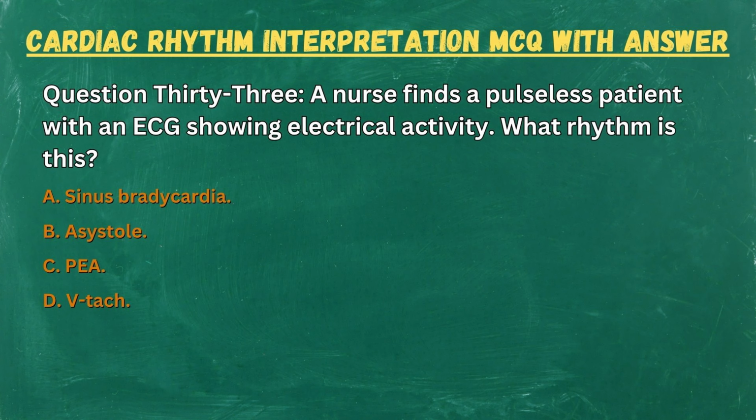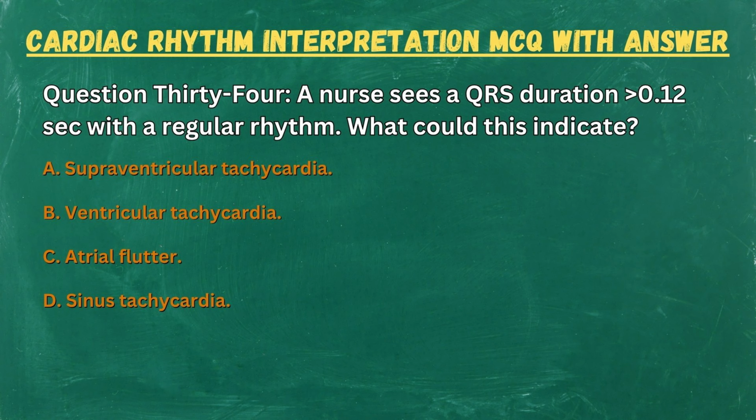Question 33. A nurse finds a pulseless patient with an ECG showing electrical activity. What rhythm is this? A. Sinus bradycardia. B. Asystole. C. PEA. D. V-Tach. Answer: C. PEA.